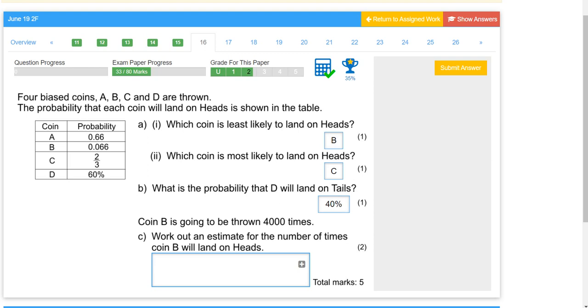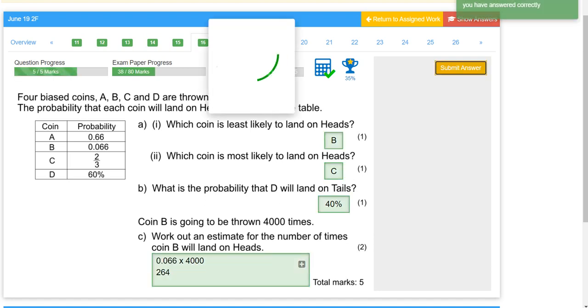coin B is going to be thrown 4,000 times and we estimate how many times it'll land on heads. Well, it is the probability. So it's 0.066 for every time. That's the chance it lands on heads. I'm doing it 4,000 times. So I'm going to stick that in my calculator. I'm going to do 0.066 times 4,000. And I get that to be 264 times. Just hit submit answer.